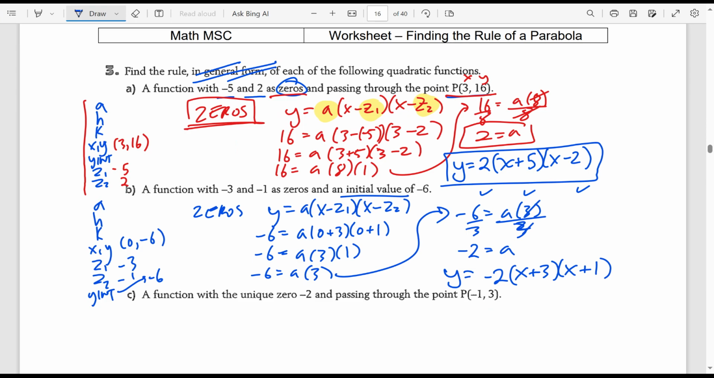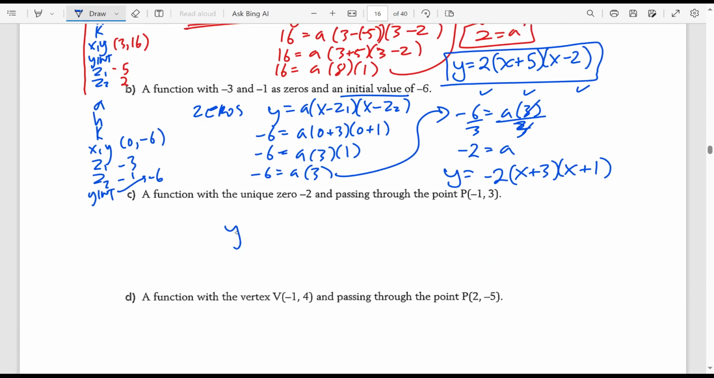Yeah. How do you convert it to general form? If I wanted to convert this to general form, what would I do? I'm just going to do it here really quickly in front of you. (x plus 3)(x plus 1). I would FOIL this first, right?